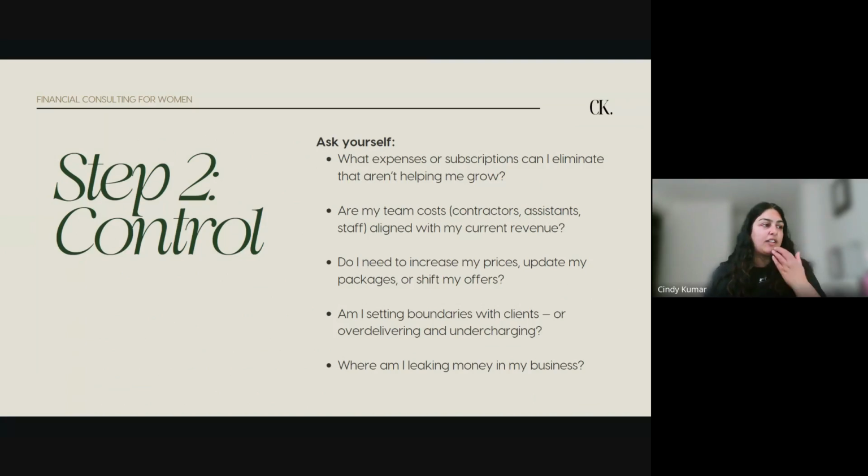I see this all the time where people provide services and they include so much extra, but they're not really charging for it. And then understand, where are you leaking money in your business? Are there things that you're paying for, but you're not really using? I would say monthly is ideal, but as a starting point, just doing this on a quarterly basis is going to go so much further.